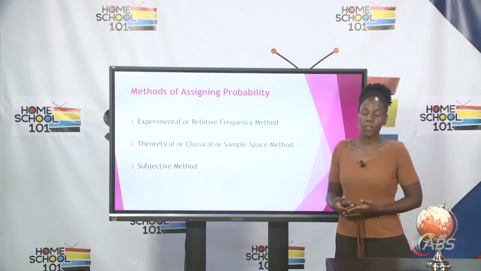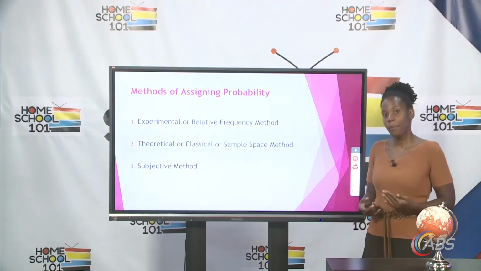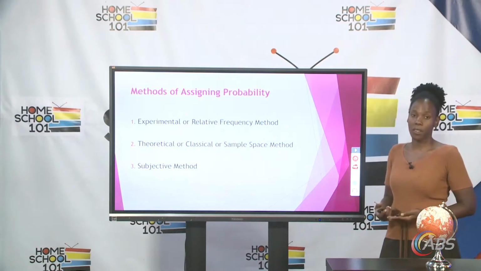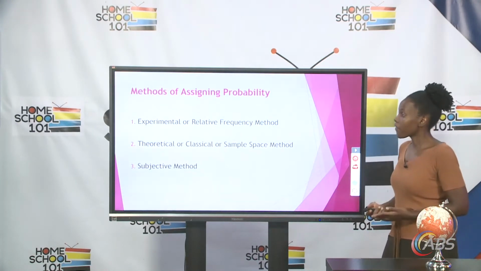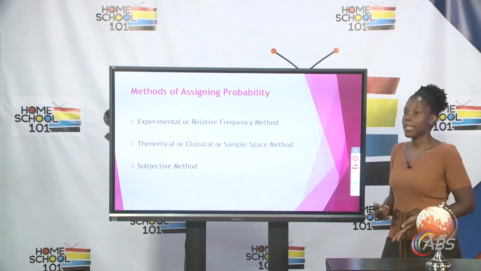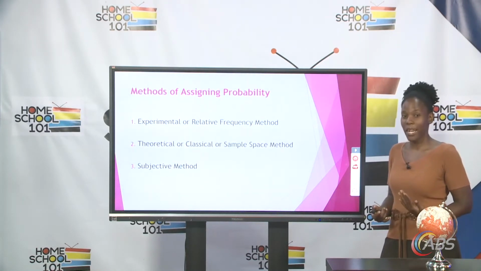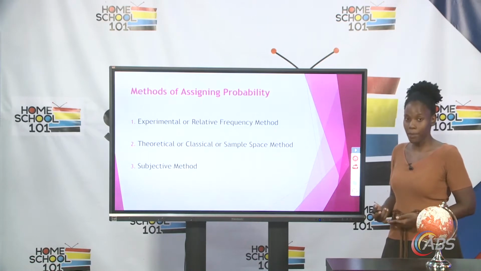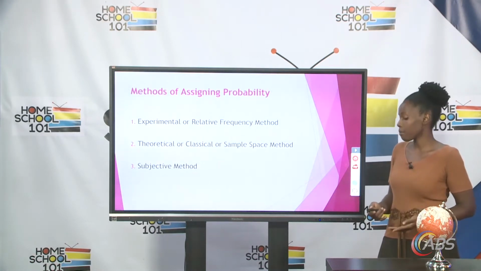We would then focus on the methods of assigning probability. There are three methods of assigning probability. The first is the experimental or relative frequency method. The second is the theoretical, classical, or sample space method. And the third is the subjective method.